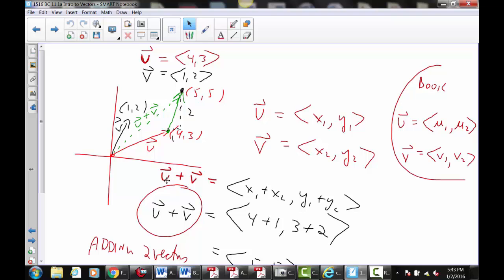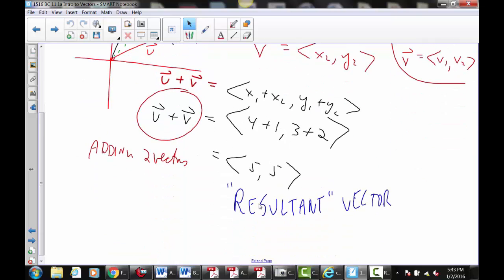So what happens is if you add the vectors u and v, algebraically it's extremely simple because you had already gone 4 to the right and now you're going to go an extra 1 to the right. So you're going to have 5. You had initially gone up 3 and now you're going to go up an additional 2. So really all you do is add the x components and add the y components. So it's very, very easy to do.